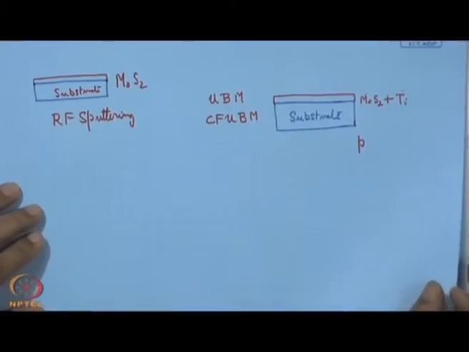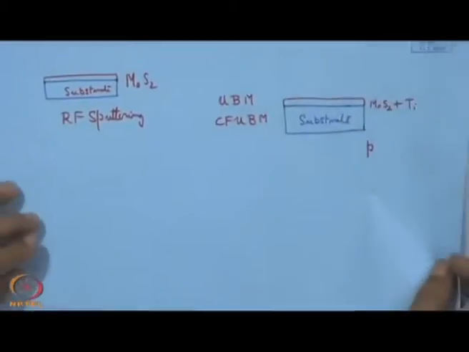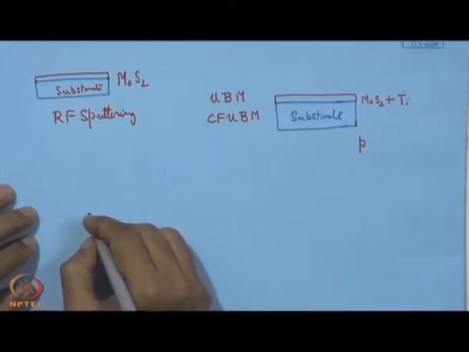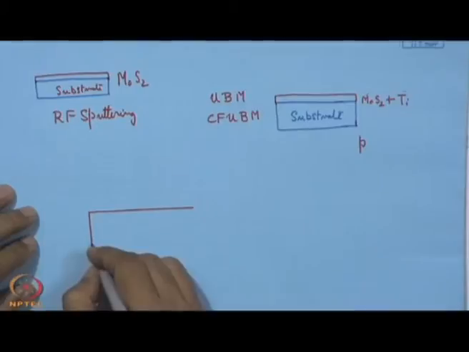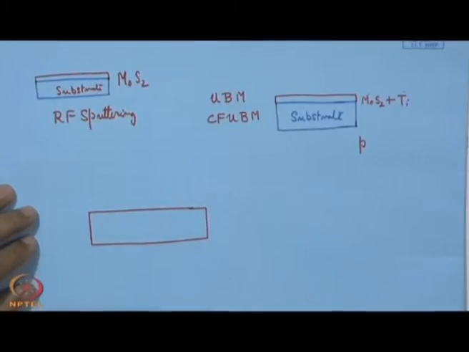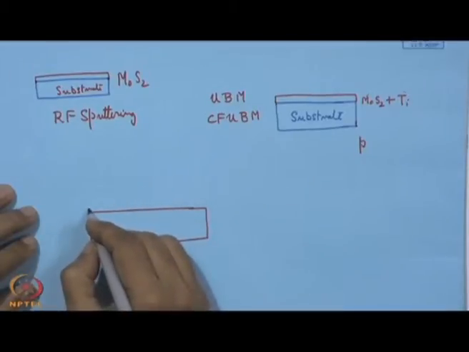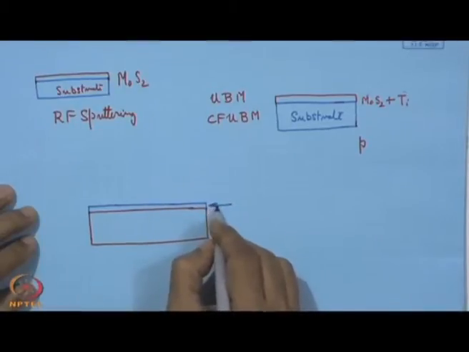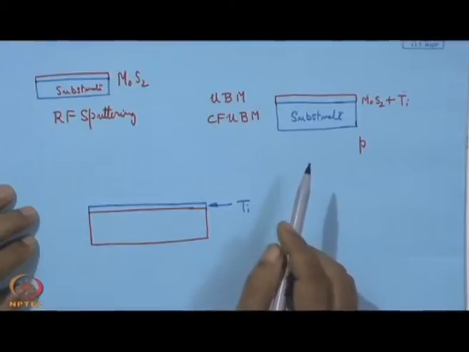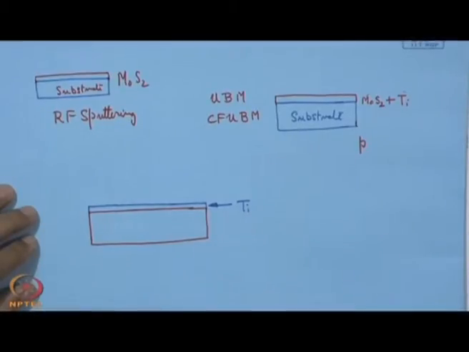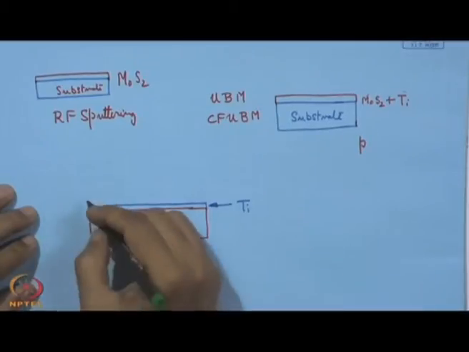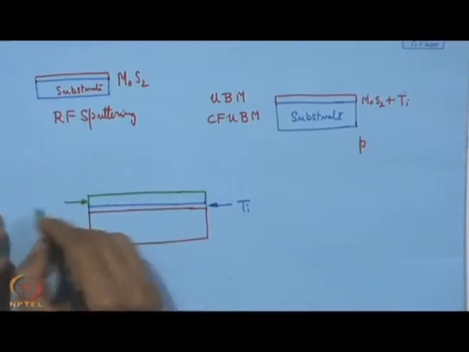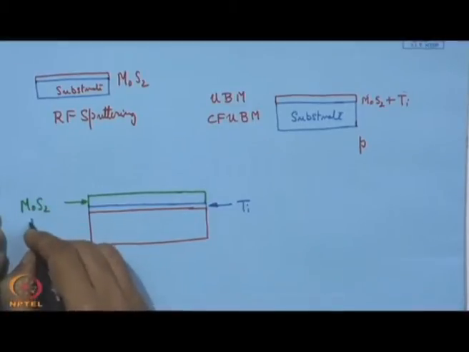So, this is one of the structures, but when we like to use this, we can also have an architecture like this. This is the substrate, and then obviously we have to have a sublayer of titanium, which is an adhesion layer. So, this is titanium, and over that we get this MoS2 plus titanium.